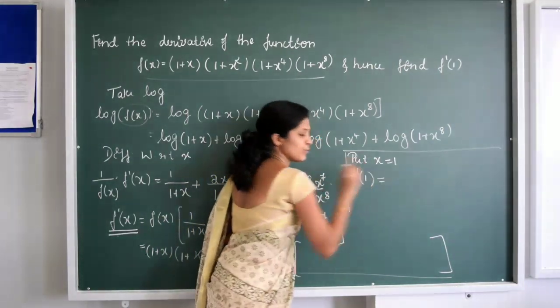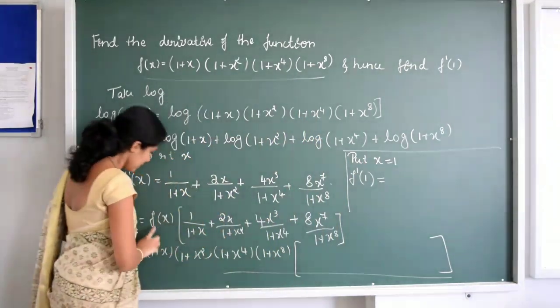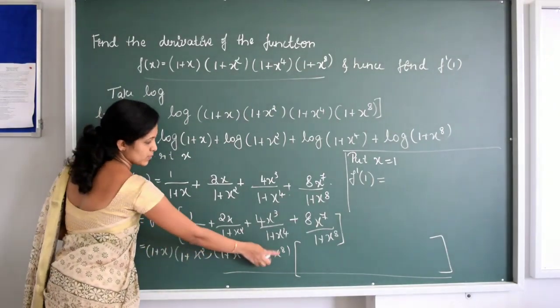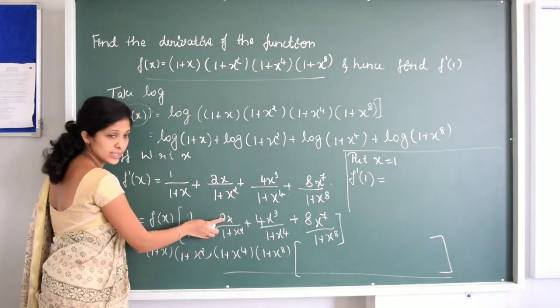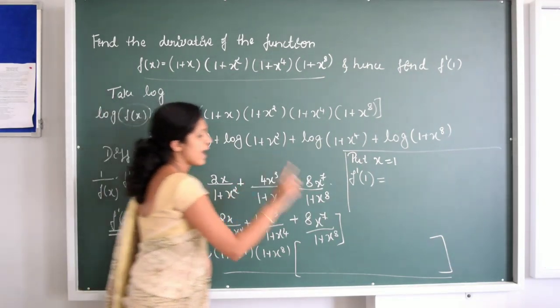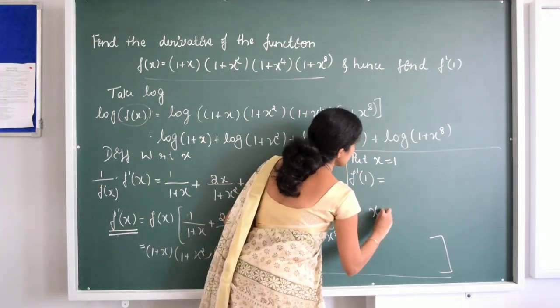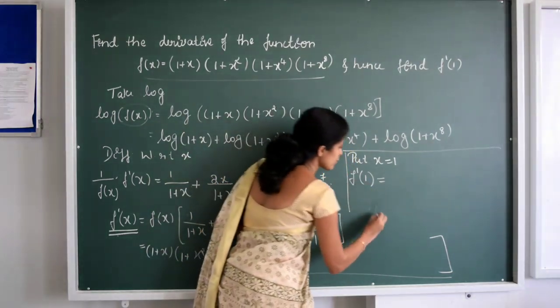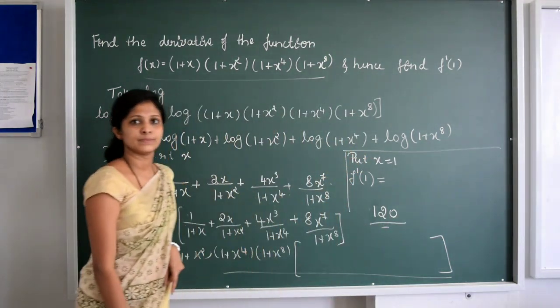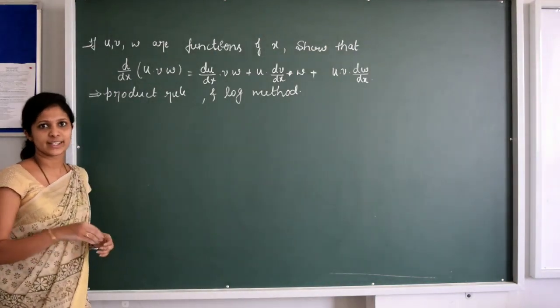Now substitute the value of x as 1 and find the value. Okay? This will be 1 plus 1, 1 plus 1, 1 plus 1, 1 plus 1. So here 1 by 2, this is 2 by 2. Is it clear? Substitute all the values, simplify and check the final answer. F dash of 1 will be equal to 120. Verify this. Okay? See, this is the last problem in that exercise.